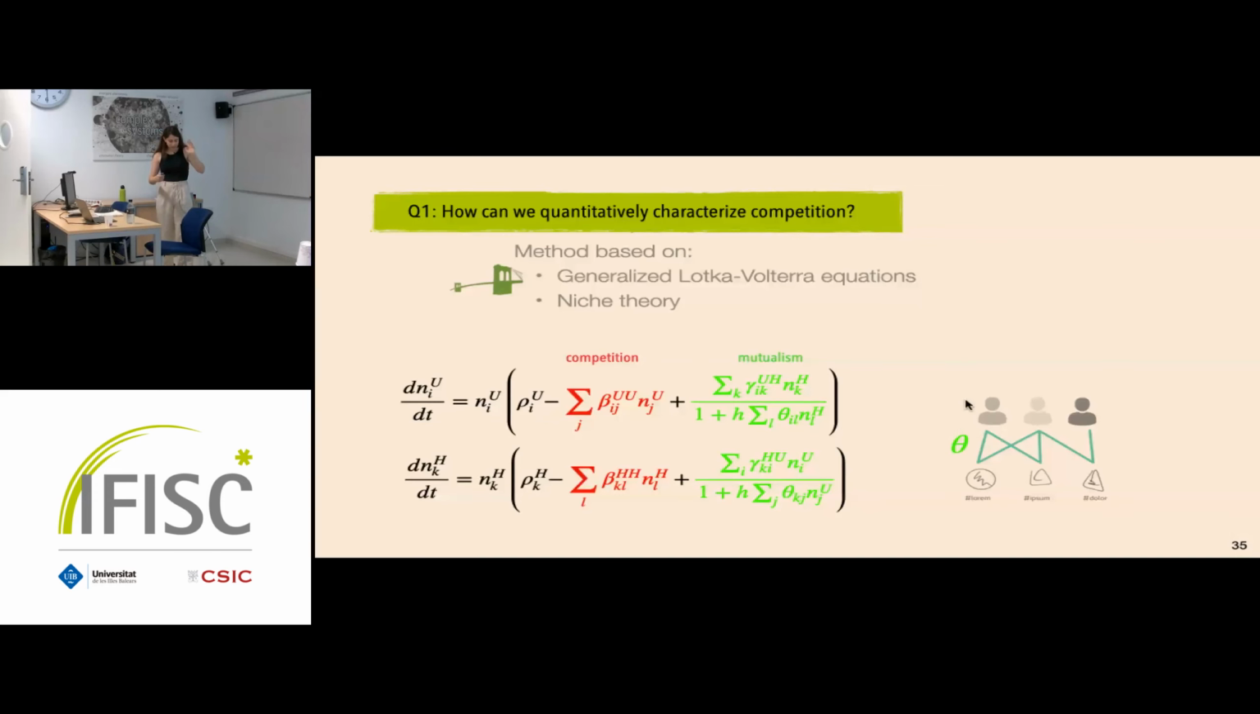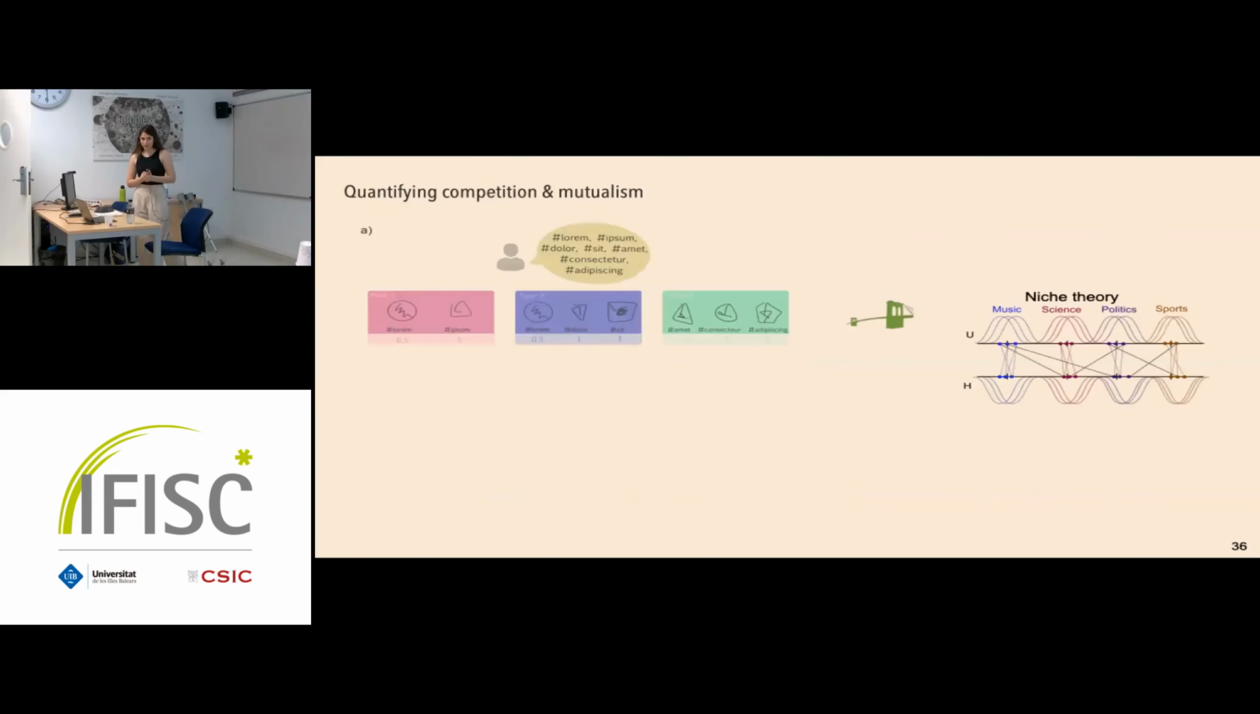So now I'm going to present the methods that we have used to obtain this network and the strengths of competition and mutualism. We are going to do this using niche concepts, in the sense that, as in the example earlier, I'm a Twitter user interested in science. And so science could be thought of as my niche, the environment in which I'm thriving.